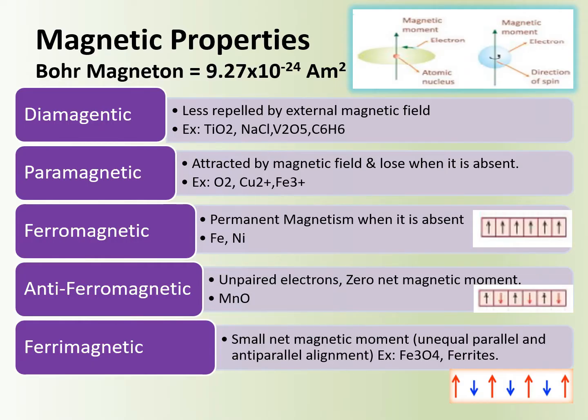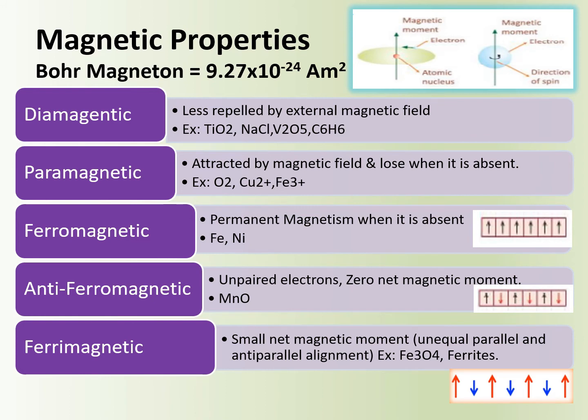The next one is magnetic properties. The basic unit of magnetic moment we call a Bohr magneton. The value of the Bohr magneton is 9.27 into 10 to the power of minus 24 ampere meter square. Here you can see the nucleus is surrounded by the electrons, and this will create some magnetic field. The electrons always surround the nucleus.